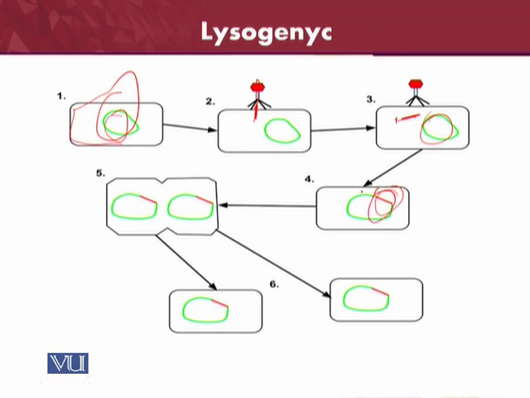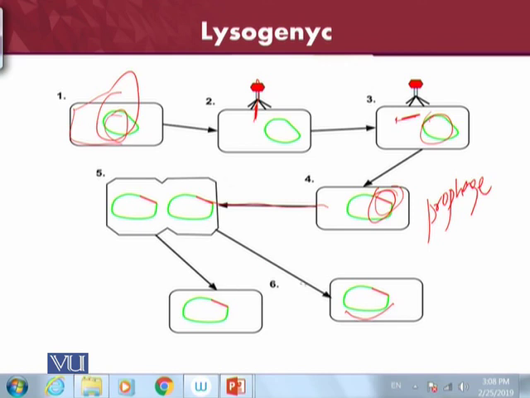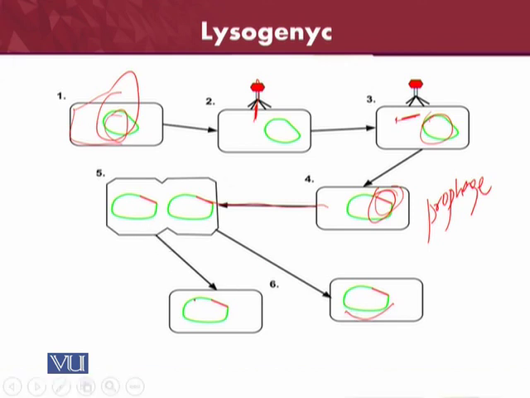It uses its machinery, and then it becomes integrated inside the chromosome of the bacteria. Here it is called the prophage. Now it has become integrated, and this is the bacterial chromosome. This is the replication. It can stay integrated inside the chromosome, or it can go out and use the lytic cycle.